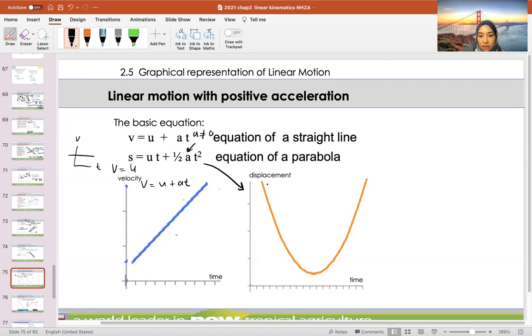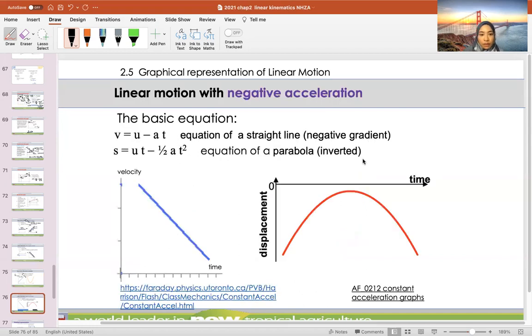The parabolic equation is downwards. And then if our A is negative, which we see in reality, our gravity is negative, right? If our A is negative, V equals U minus AT, our S displacement will give us a parabolic equation, but now it's flipped. Now it's like that, and it's below time.